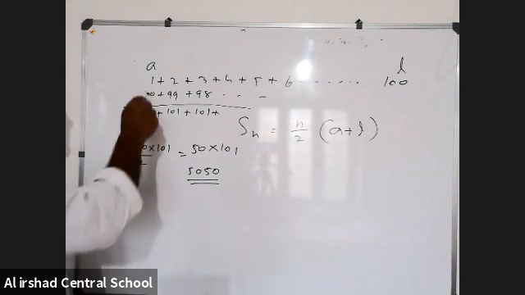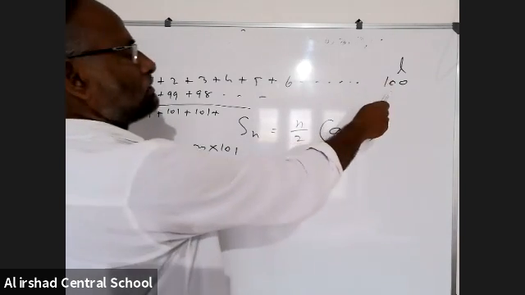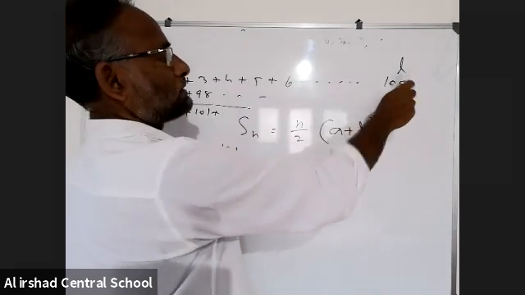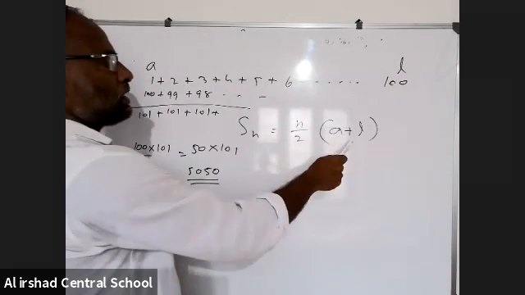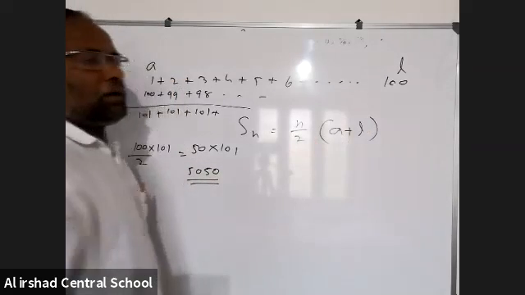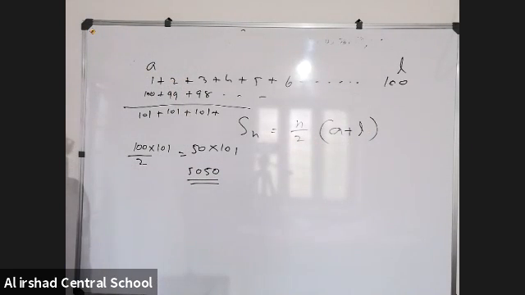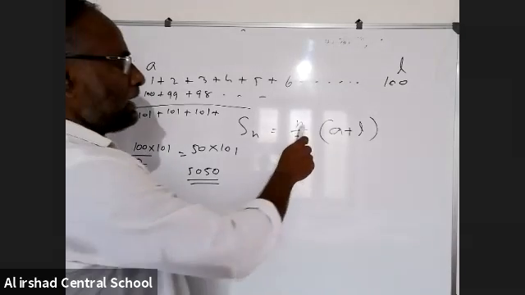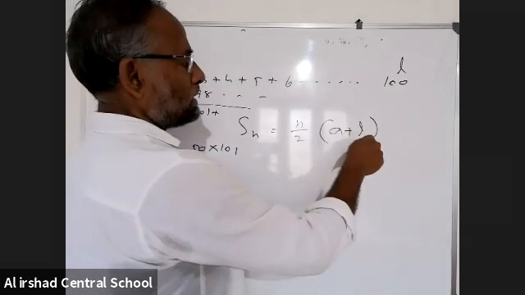If you know the first term and last term, the teacher told you first term 1 and everything up to 100, the last term is 100. He added this one and 100 times, divided by 2, 50 times. See, you have to think. So this is the formula. Sn is equal to N by 2 into A plus L. That means N by 2 into first term plus last term.